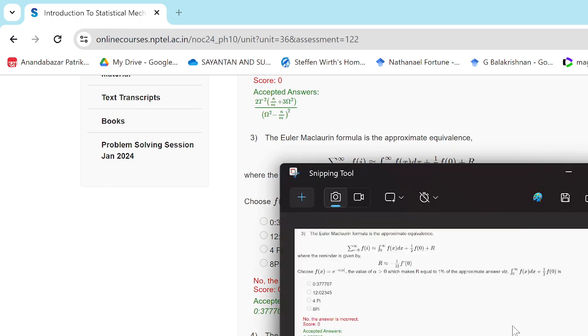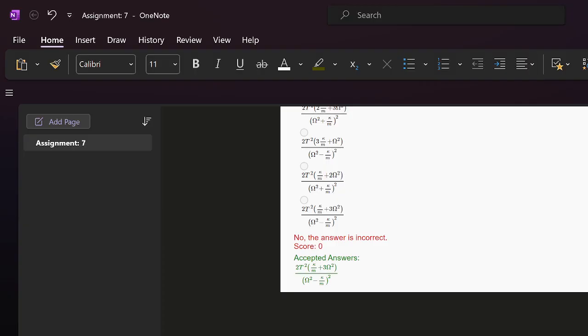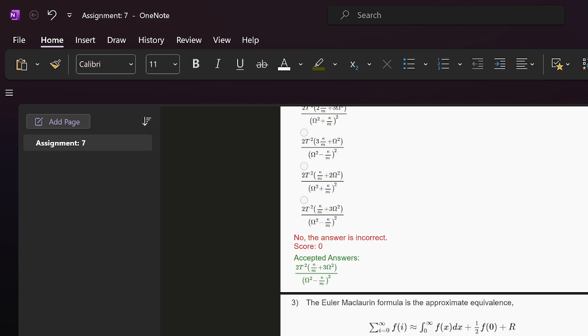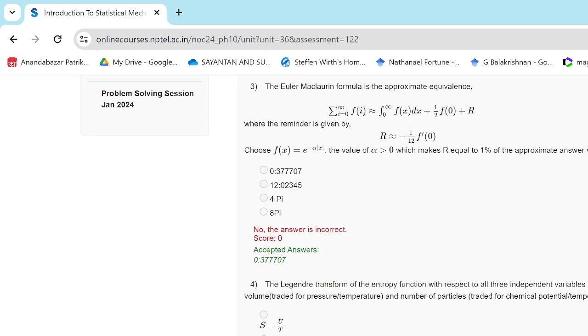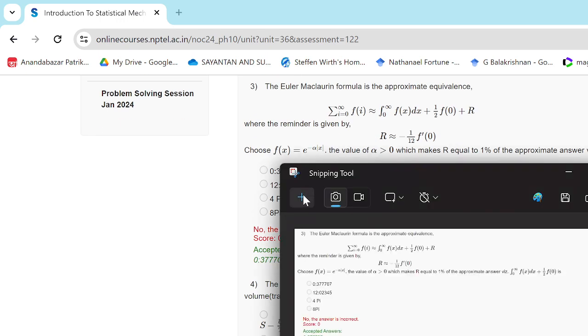Otherwise, if you have not done, or if you have skipped any question, then you can just look at this solution that I am doing and you can get the idea from there.